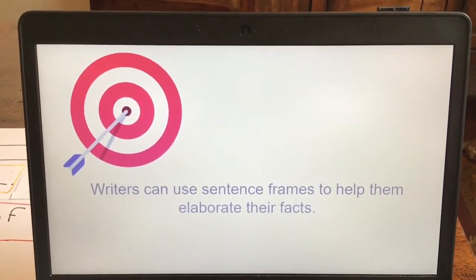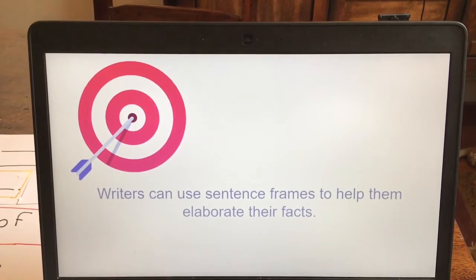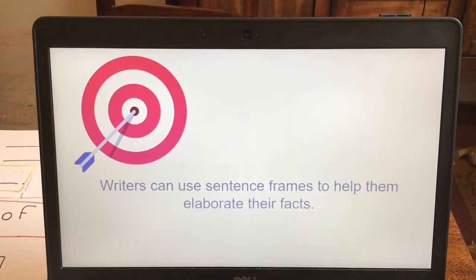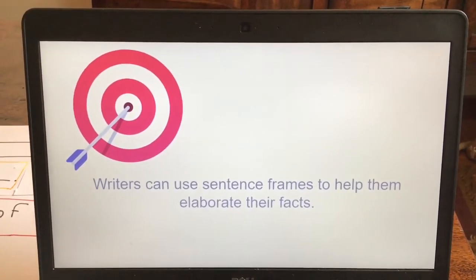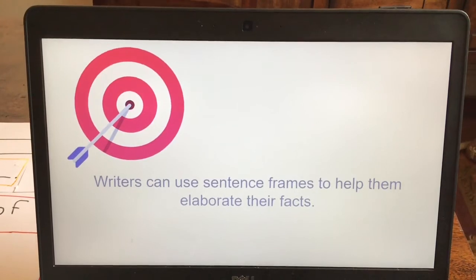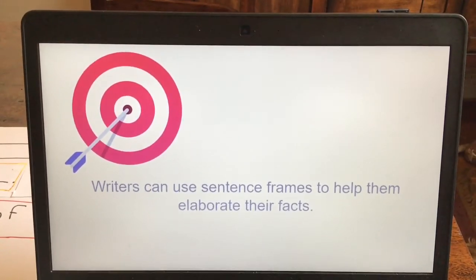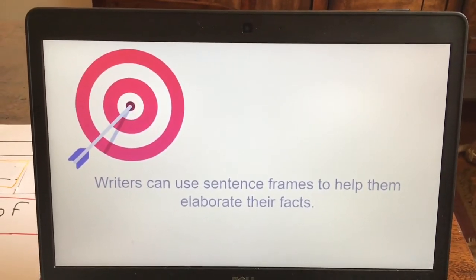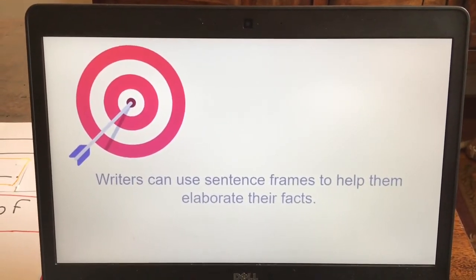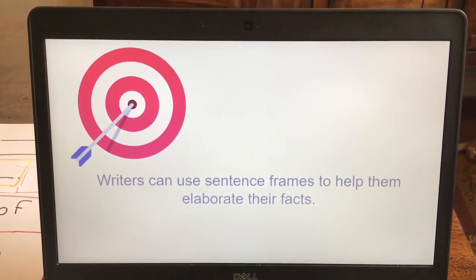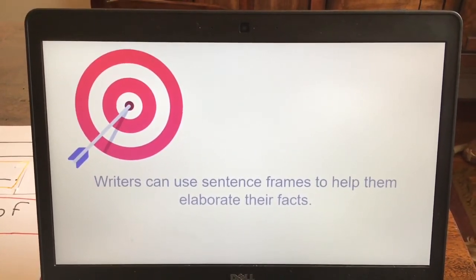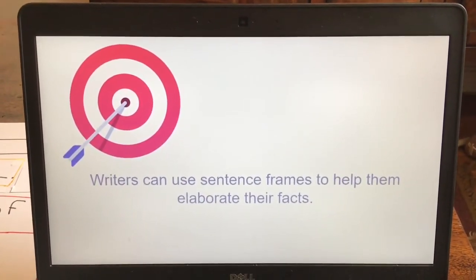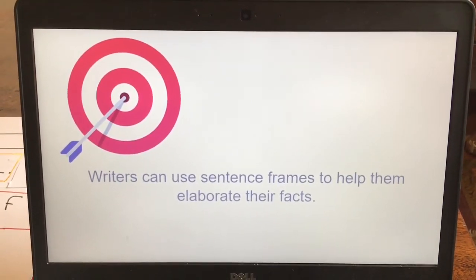Our writing target is writers can use sentence frames to help them elaborate their facts. Last week you watched a video on writing about elaboration techniques. Elaboration techniques is just a fancy way of saying adding more information. So we are going to look at the same elaboration techniques that you learned last week, and I am going to give you some sentence frames that you could use as you write.